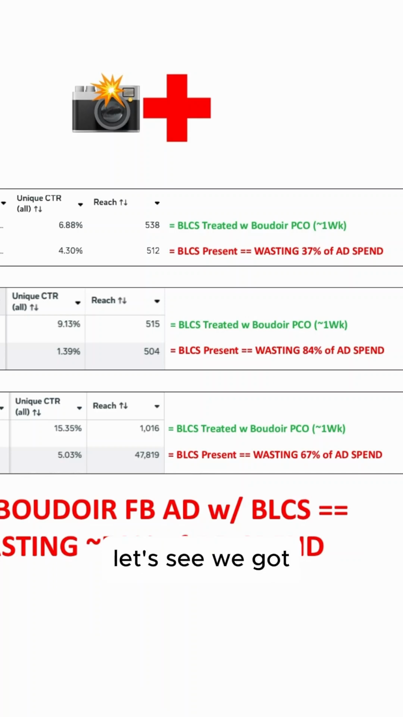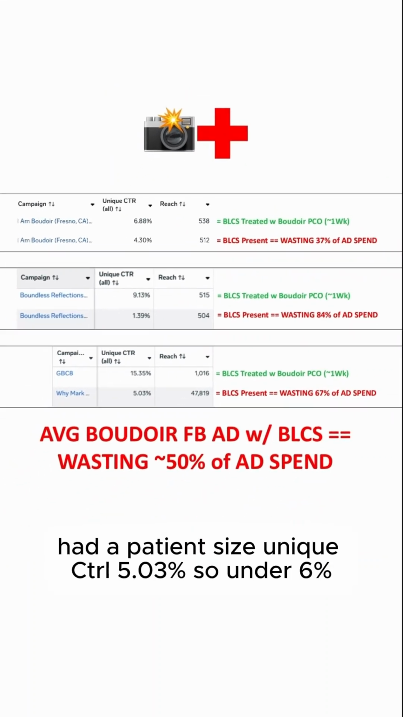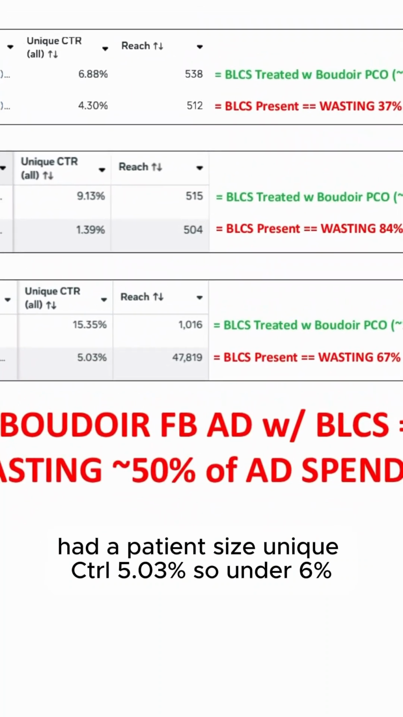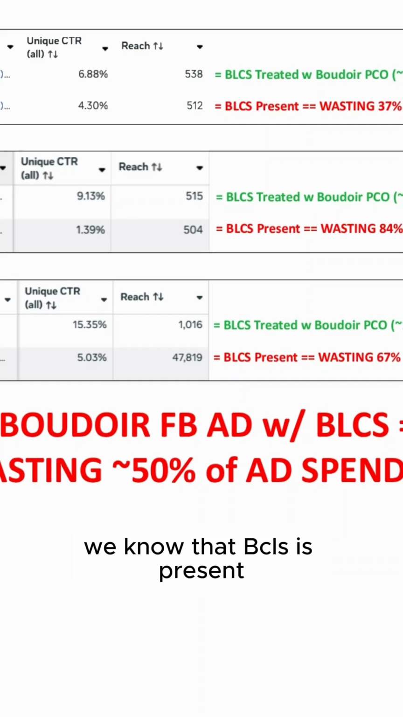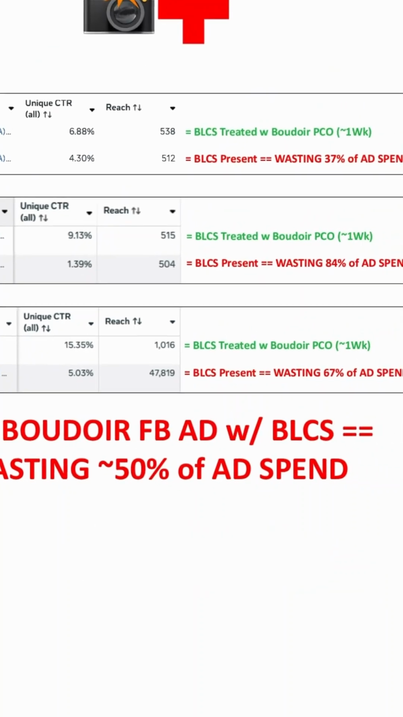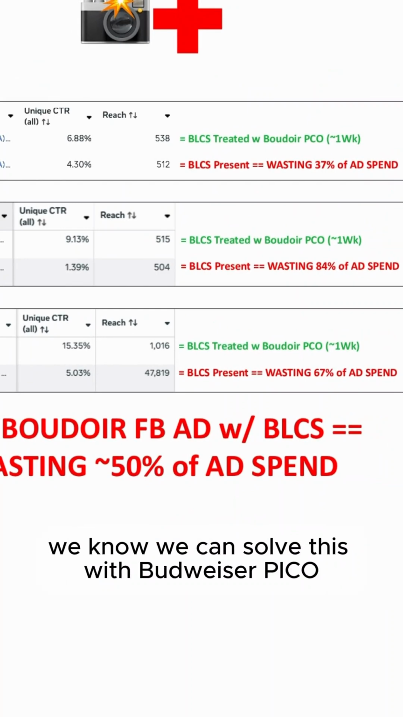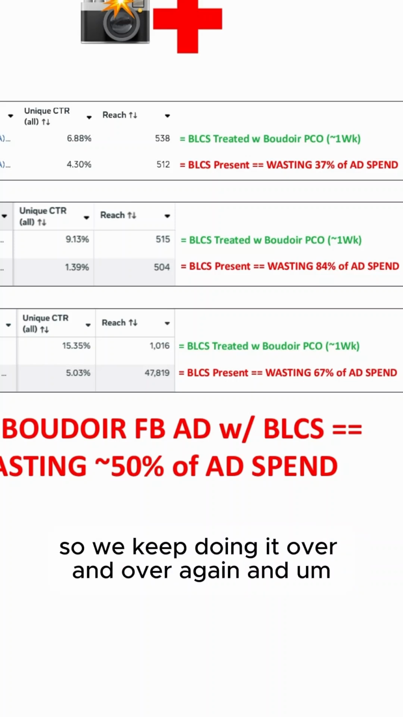Finally, we had a patient whose unique CTR all was 5.03%. So under 6%, we know that BLCS is present. So we know there's improvements here. We know we can solve this with Boudoir Pico. So we keep doing it over and over again.